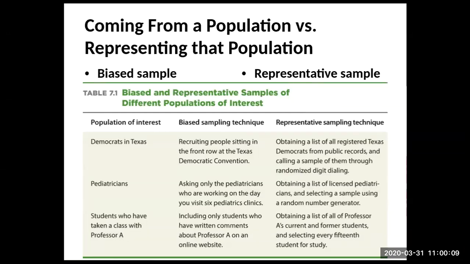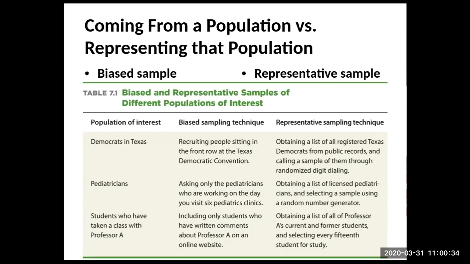If we're looking at the Democratic primary, it is all Democrats in Texas for the Texas state primary. A biased way to sample is to go to the Texas Democratic Convention when it's going on and just taking or recruiting people sitting in the front row. Why is this biased? Normally I would ask you that question, but I don't have the luxury of doing that. So I'll answer that question.